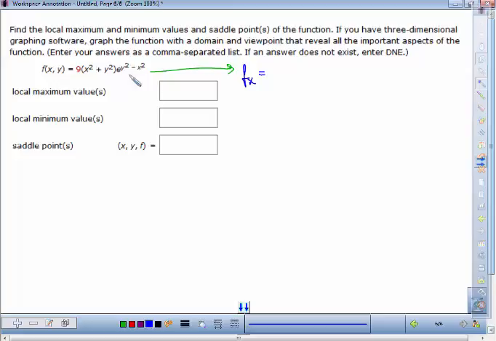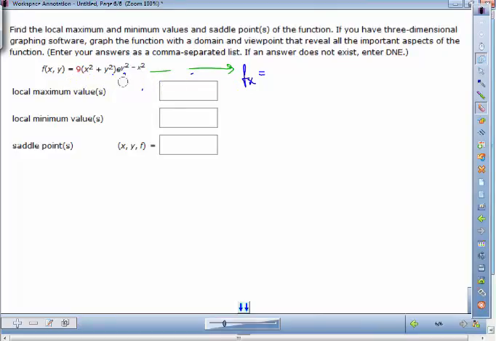So derivative of the first. You know what? I'm going to multiply this out. There'd be 9x squared times e to the y squared minus x squared plus 9y squared e to the y squared minus x squared. Oh, that's not going to help. Sorry. All right, let's do it.